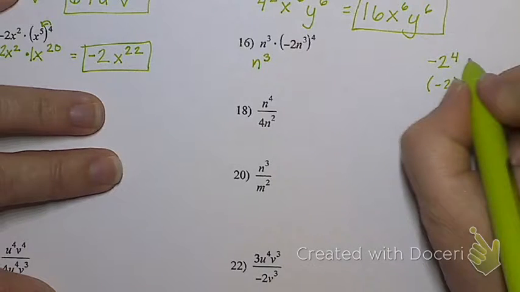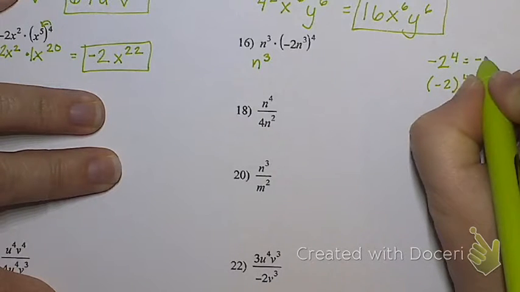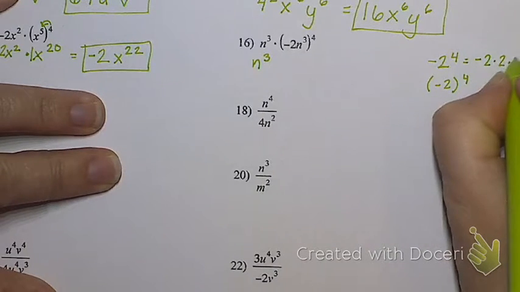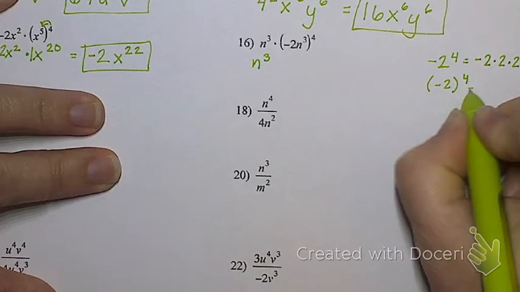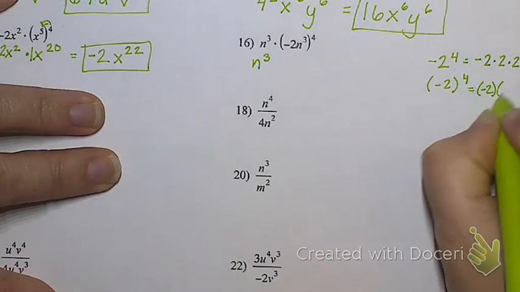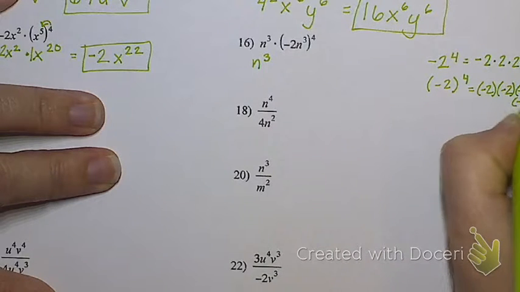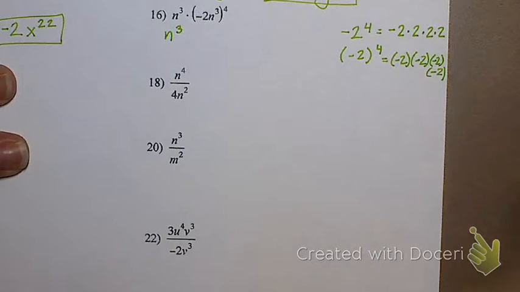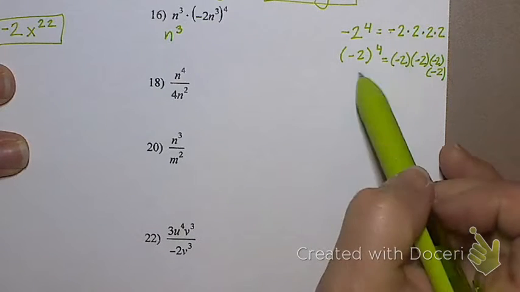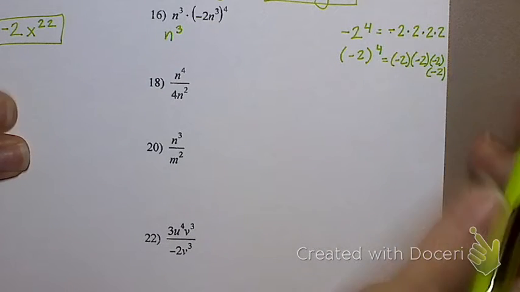This one, if I were to translate that, becomes negative 2 times 2 times 2 times 2. This one is negative 2 times negative 2 times negative 2 times negative 2. There's a slight difference there. You couldn't see my work there. So this one only has a negative on the first one. This one has a negative on all of them.